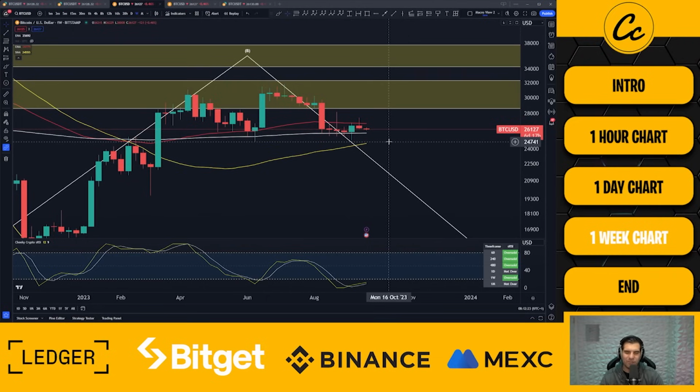I think we haven't got a huge rally there. I could be wrong on that, but for the most part, within the structures that we sit, I think 27 to 28K is possible.